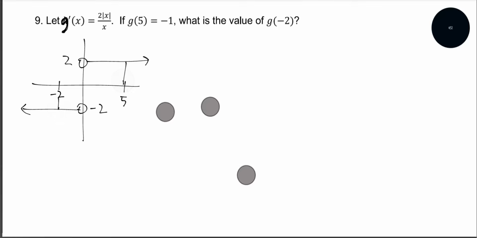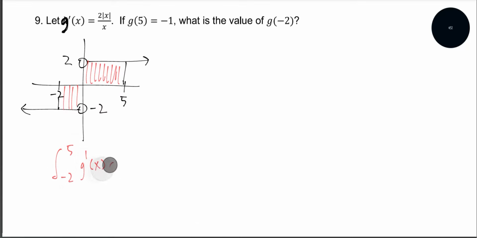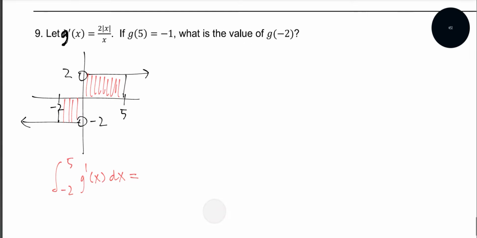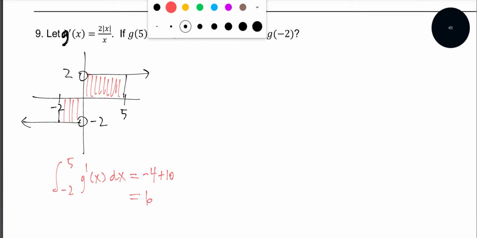So I'm going to need these areas. And actually, what I'm going to do right here is say, all right, if I integrated from -2 up to 5 on g prime of x, like on the graph, that's going to give me -4 from the square that's underneath the x-axis, and then 10 from the rectangle on the right, so that would be net +6. And I'll just hold on to that for a second.